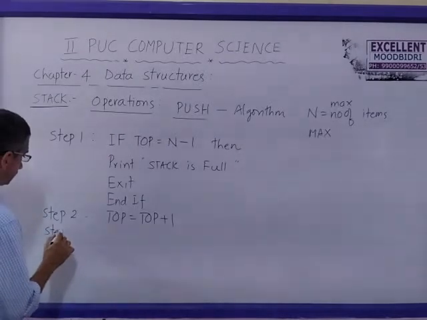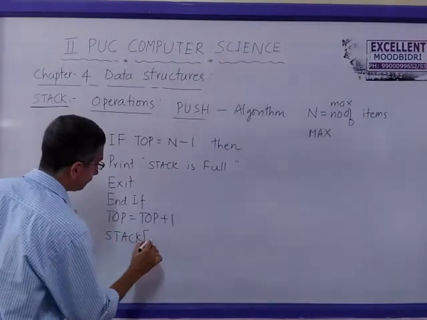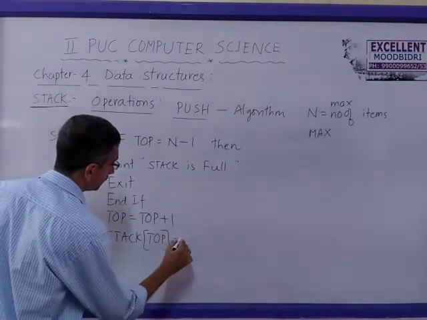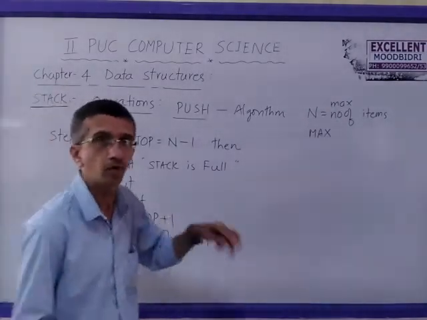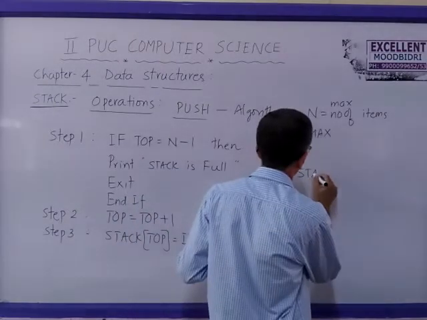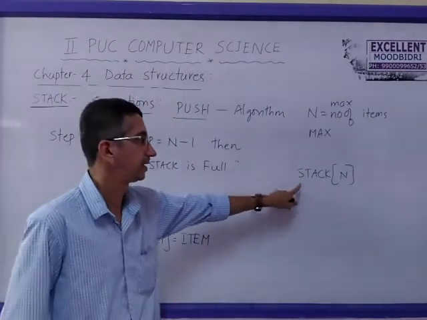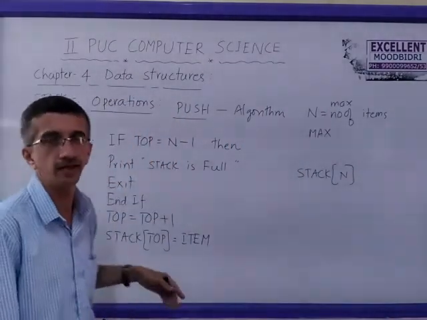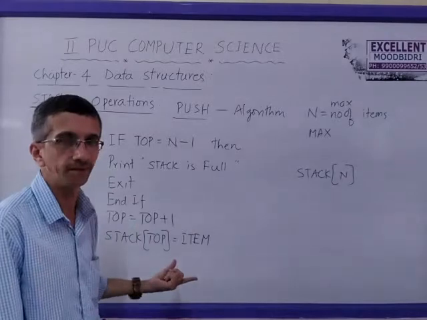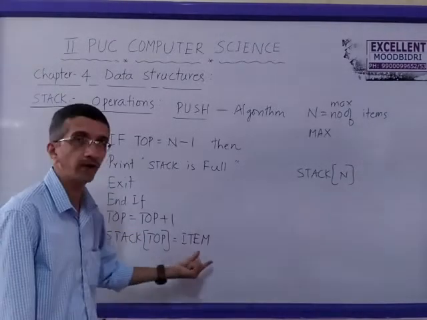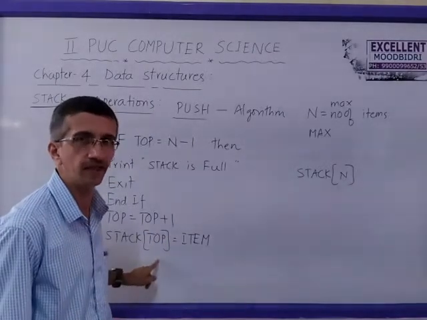Step 3: stack of top is equal to item. Look at this statement. What is stack? I have taken the name of the array like stack. Stack of n. I have taken the name of the array itself as the stack. You can also take like A. Usually we take the name of the array like A. The stack is the name of the array which represents the stack here. That is why stack of top is equal to item. We know the new item has to be assigned to the top position.